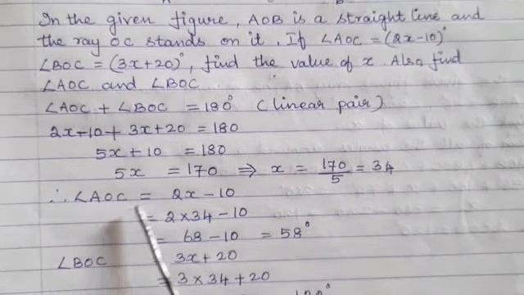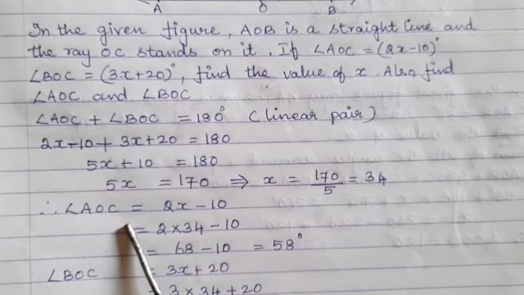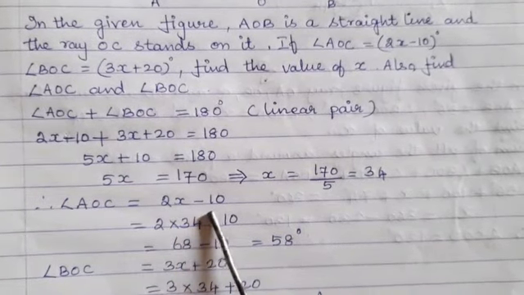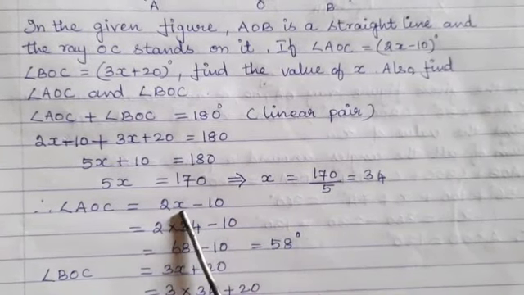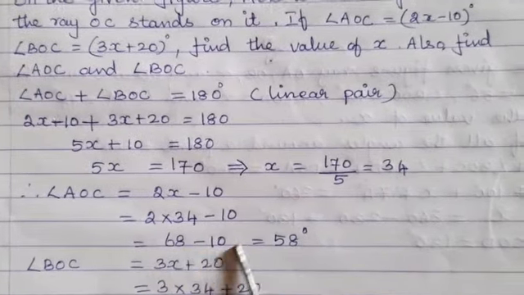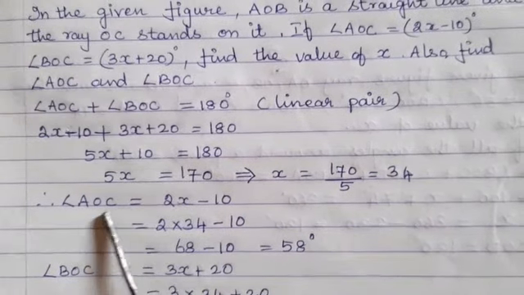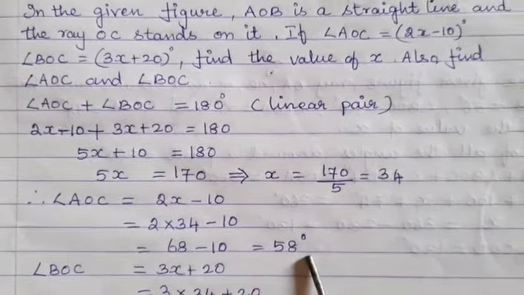So now, after finding the value of x, we will apply it in angle AOC. Angle AOC is equal to 2x minus 10. So in place of x, we will put 34. 2 into 34 minus 10. After simplification, we will get 58 degrees. So angle AOC is equal to 58 degrees.